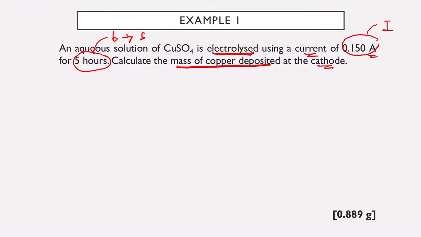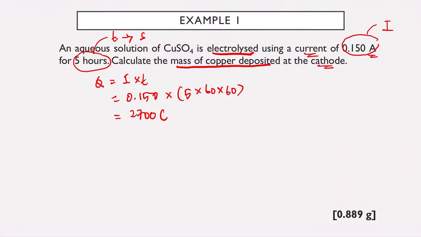First we have to know the amount of electric charge. From the information given, we can know the amount of electric charge, or Q, supplied to your electrolytic cell. Q is equal to I times T. Your I is 0.150 ampere times the time, which is 5 hours, changed to seconds. And you will get Q equals 2700 coulombs supplied.